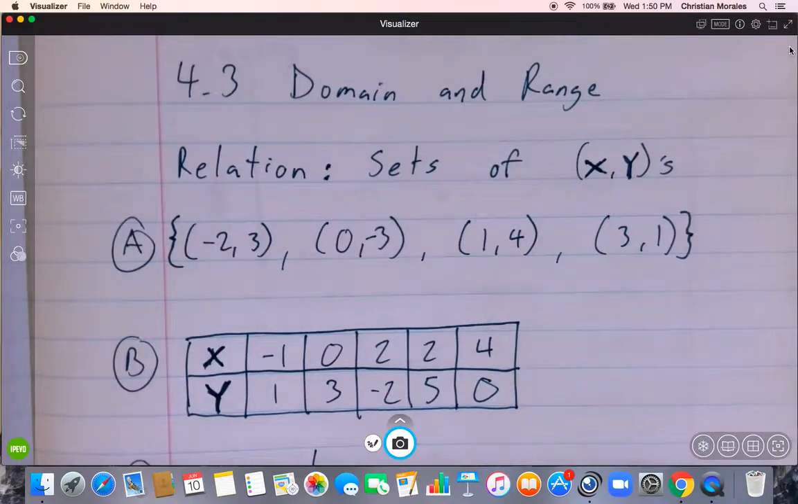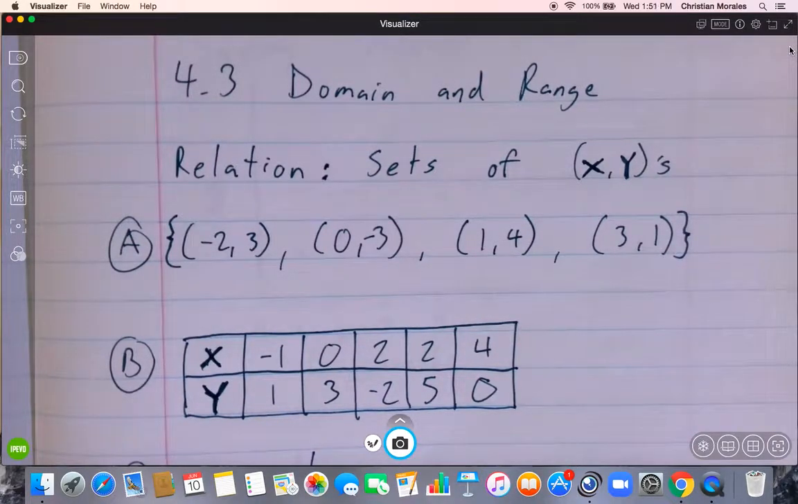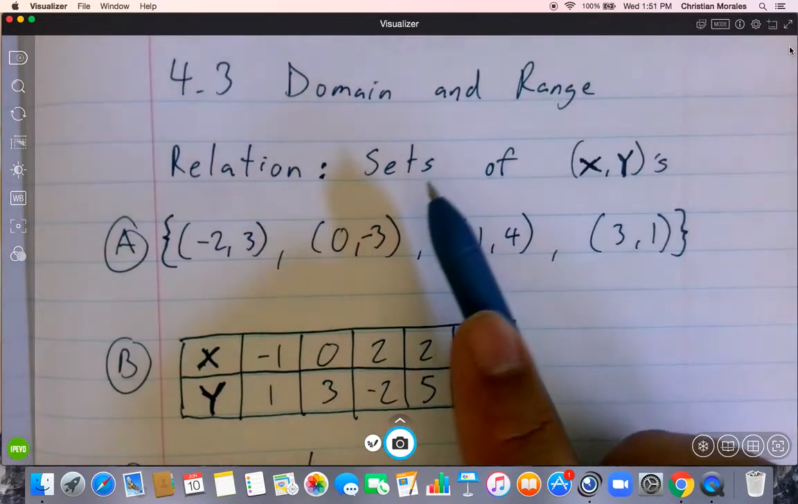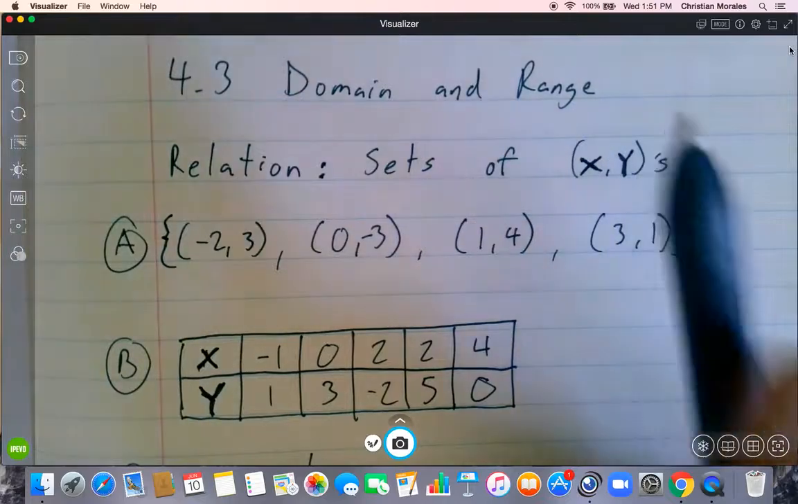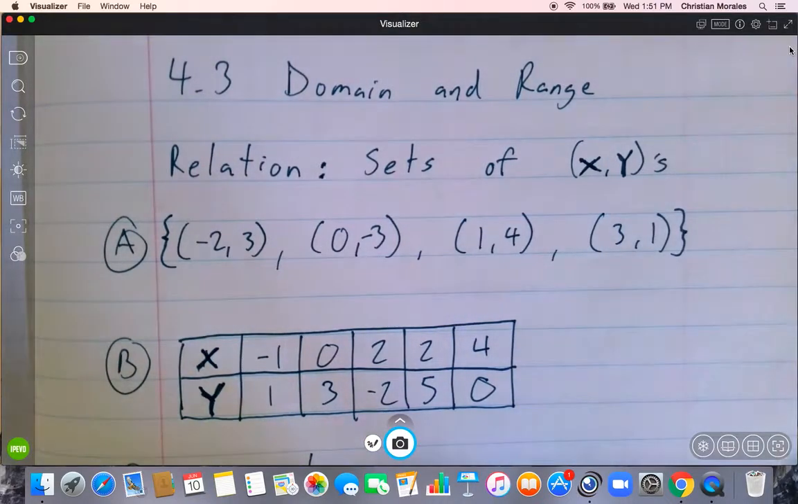Part 3, domain and range. So guys, we're going to talk about relations. Now relations are just sets of x's and y's. So sets of points, sets of coordinates, however you set it up. So this is a relation.